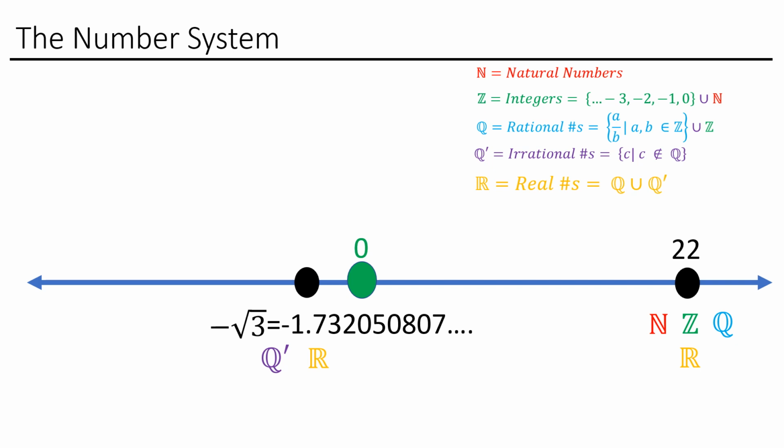So you're going to have a few questions on your homework where you have to go through, and it'll give you a list of some different numbers and ask you to pick out all of the different number systems that that number belongs to. Okay.